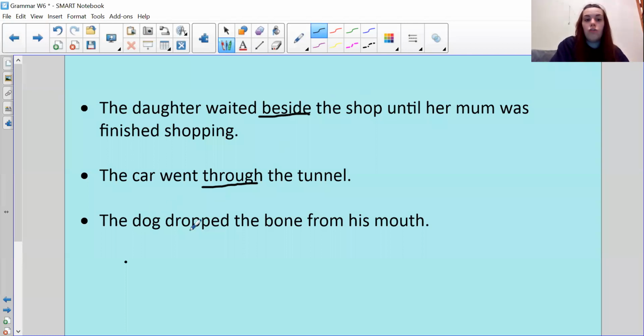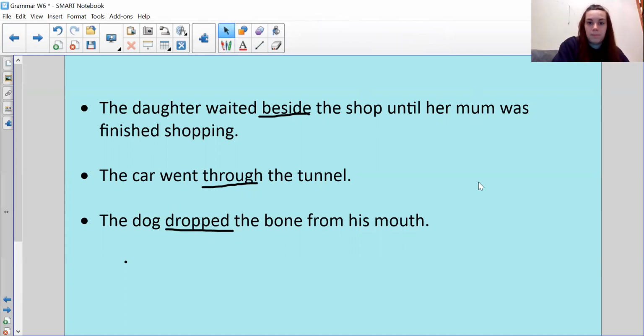So it is the dog dropped the bone from his mouth. That's what he did. The bone has dropped from his mouth.